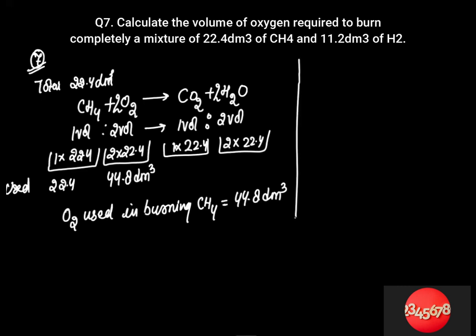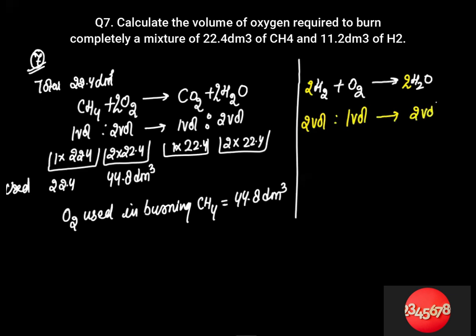Second one is, if I burn H2 plus O2, hydrogen gives only water. Carbon gives CO2, and if the product has both carbon and hydrogen, both are formed. Right. So let's see here. Let's balance it: 2 times, and this will also be 2 times. 2 volumes is to 1 volume.